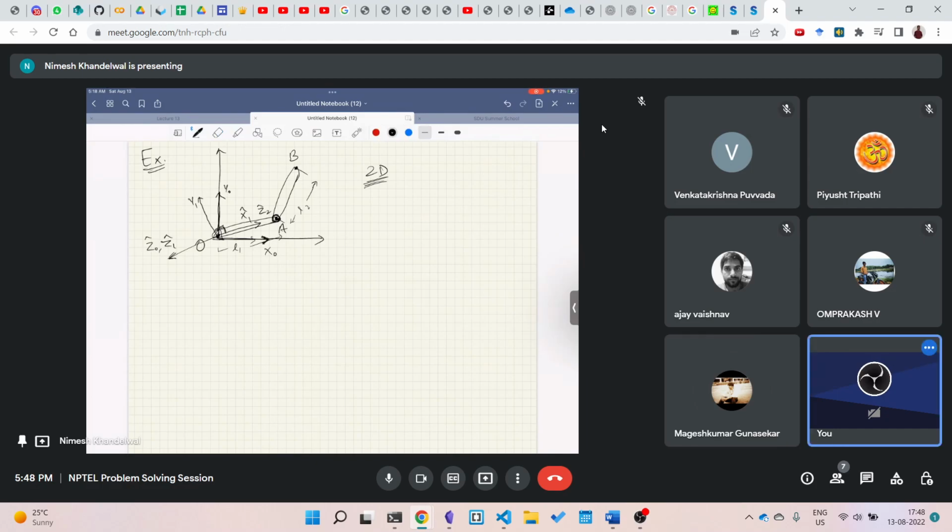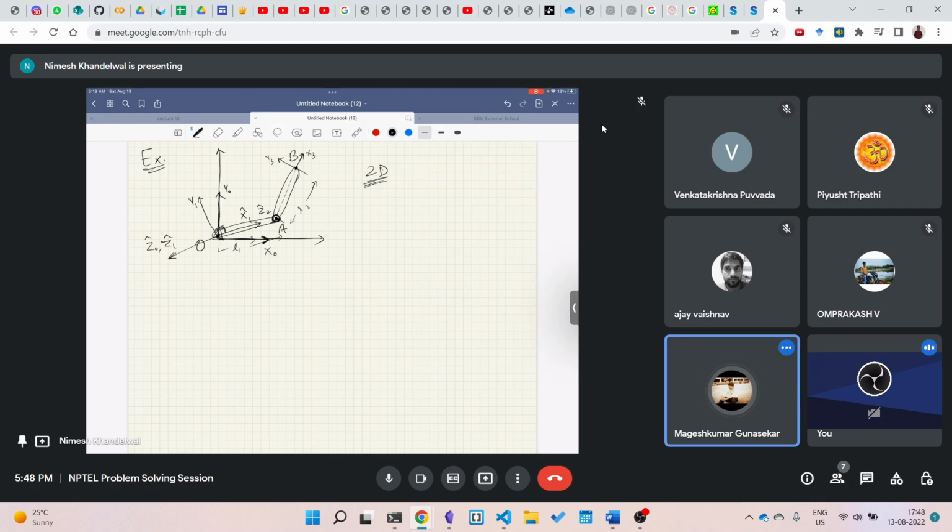Similarly, y0 is along this direction. Let us say I attach a frame here at the end effector, and I call it x3, y3. This x3 is along this link. So z3 will naturally be out of the plane. Now where will be my x2?